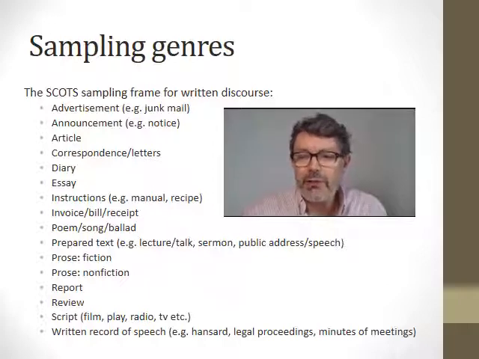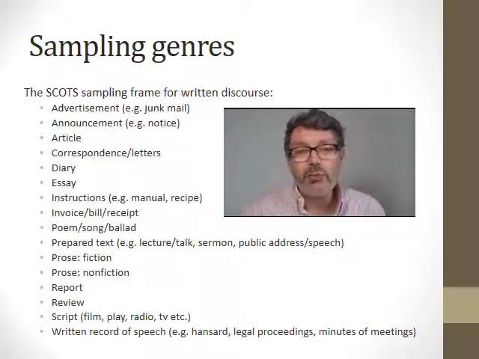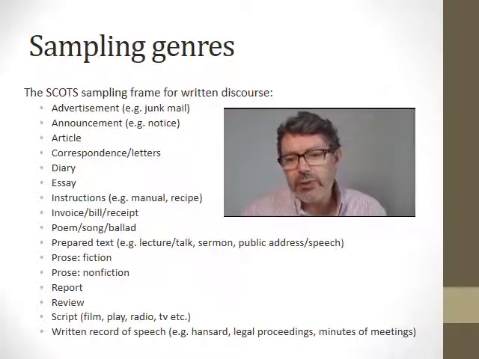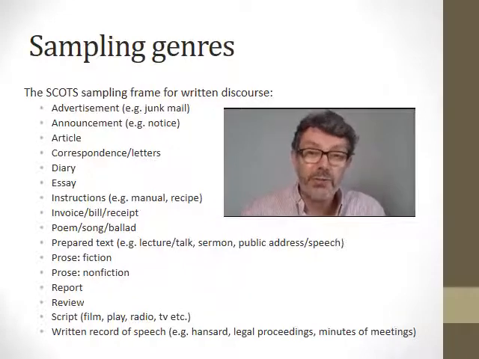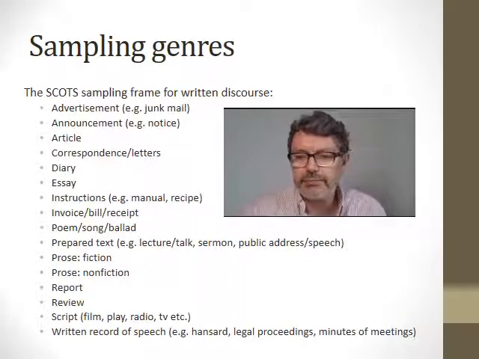Of course, sampling frames will also change over time. When Scots was designed, we probably thought of email, if we thought of it at all, as a minor type of correspondence. And text messaging, although it had been invented, was not at all popular. It's worth remembering that COCA and BNC do not draw from many of the genres listed on this slide, so can they be thought of as being truly representative?